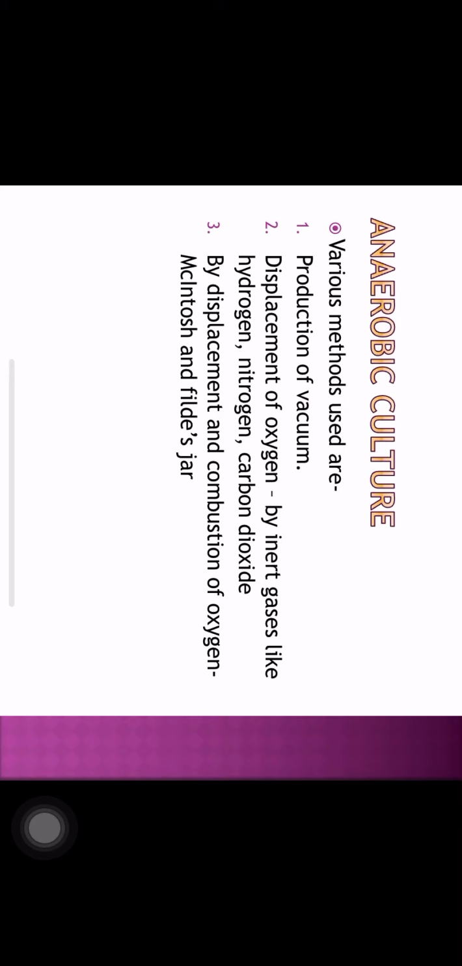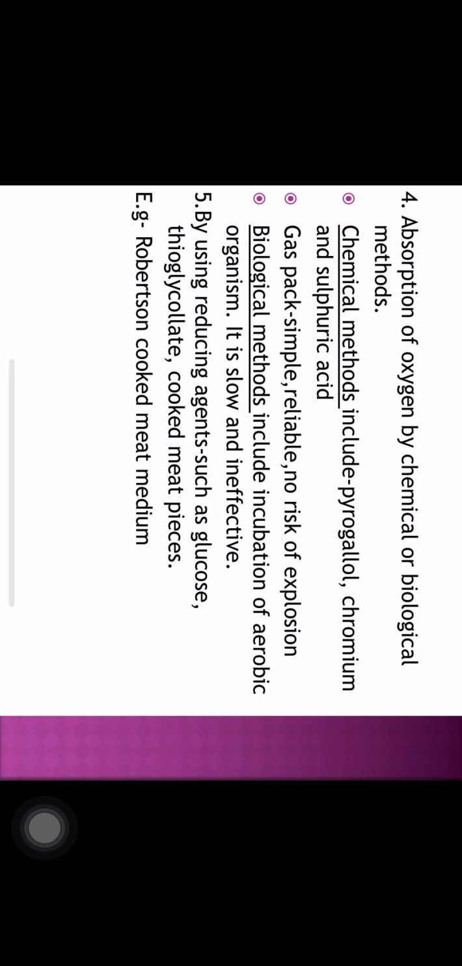So how is that done? One is by production of vacuum. If vacuum is created, oxygen will be removed. Second is by displacement of oxygen by inert gases like hydrogen, nitrogen, carbon dioxide. Third is by displacement and combustion of oxygen like in McIntosh and Fildes jar. Fourth is absorption of oxygen by some chemicals or biological methods. Chemical methods like pyrogallol, chromium and sulfuric acids. Then gas pack is another method.